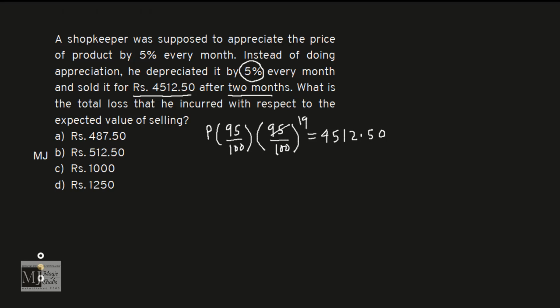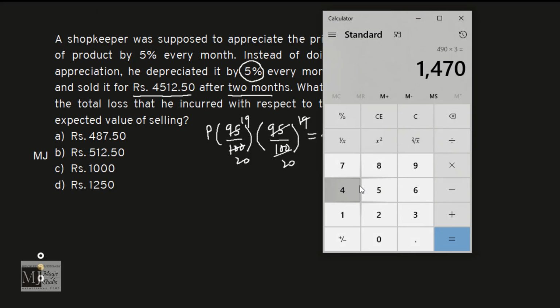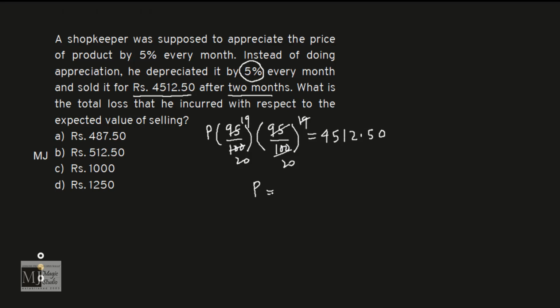With this, we can very easily calculate the value of P. So it would be 19 by 20, and it would also be 19 by 20. Can we divide 4512.50 by 19 and 19? Yes, let's see. So we have 4512.5 divided by 19 and into 400 is 5,000. Great. So the initial price was 5,000. This was the price of the product.